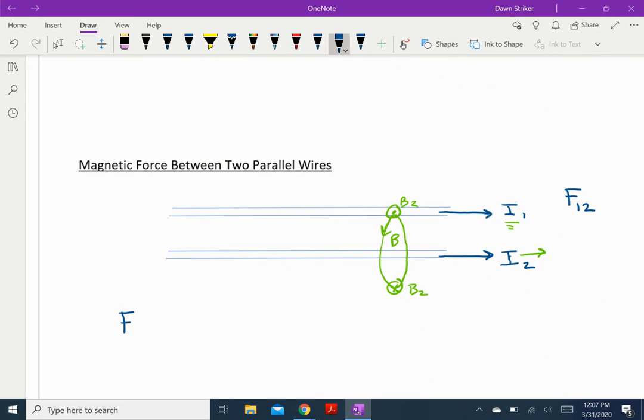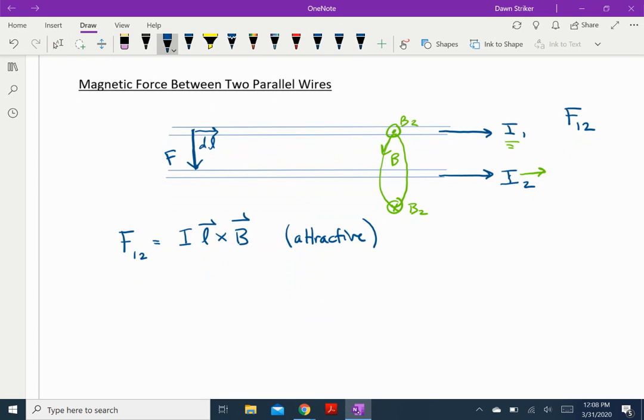Remember the force acting on wire 1 due to wire 2 is I L cross B. Okay, so here's the current I. This is a little dl. And if you cross that with the magnetic field, which is out of the page, you should be able to convince yourself that the force is pointing down. So it's an attractive force. Wire 1 is being pulled towards wire 2.